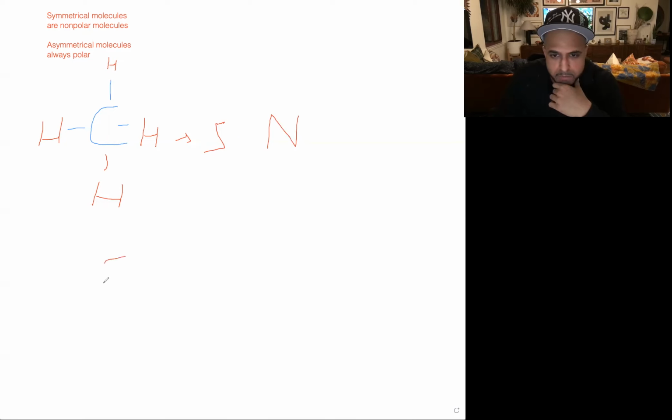CCl4 follows the same pattern. C with 4 chlorines. That is symmetrical. Chlorine up, chlorine left, chlorine right, chlorine down. So that is symmetrical and nonpolar. Why is CS4 symmetrical? Because you have S on the top, S on the bottom, S on the left, S on the right. Why is CO2 nonpolar?